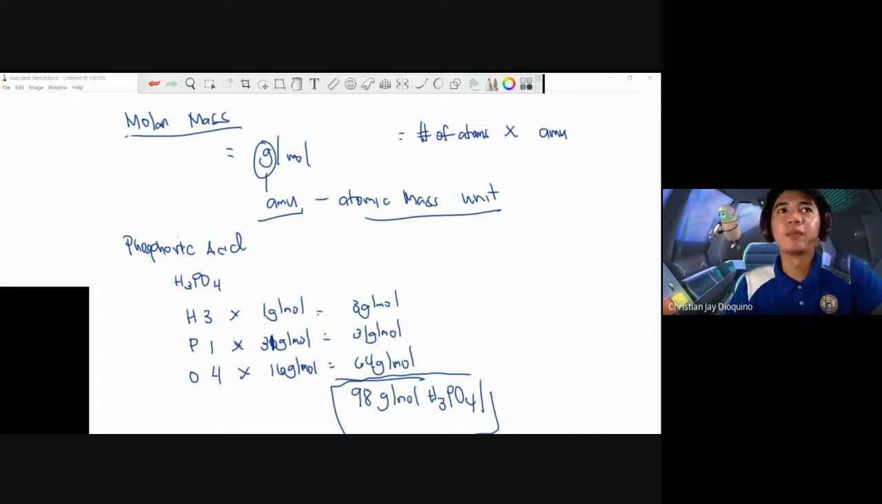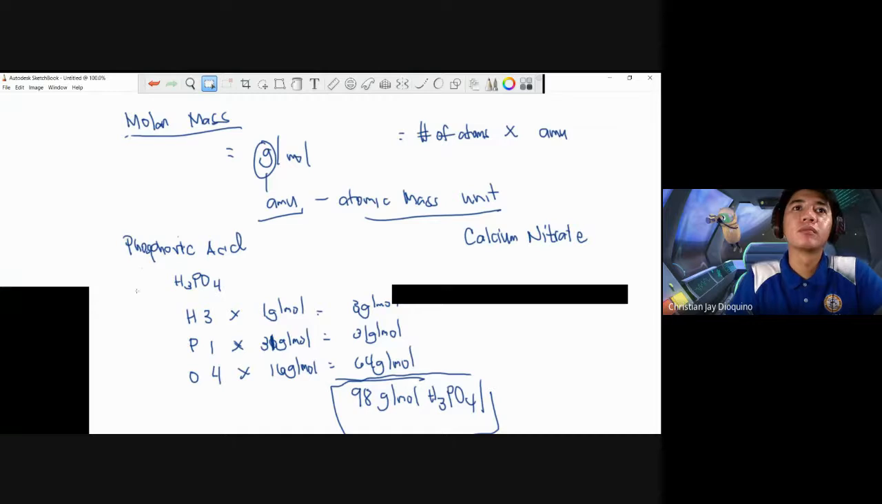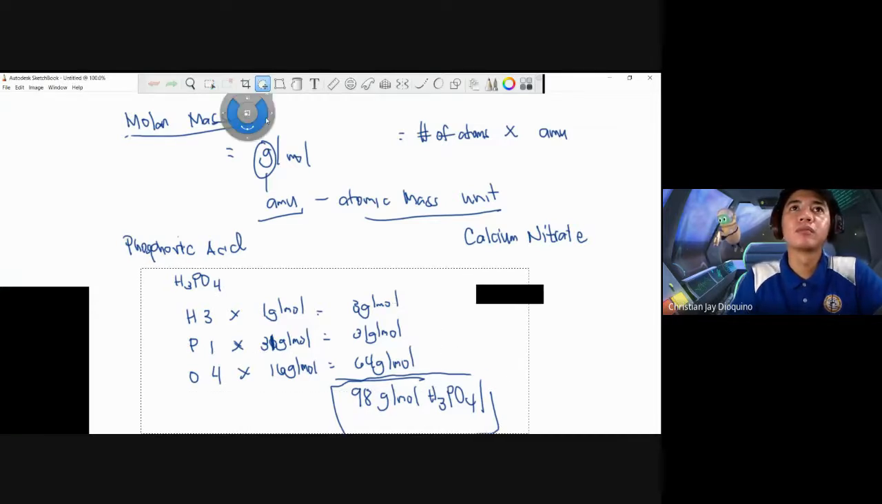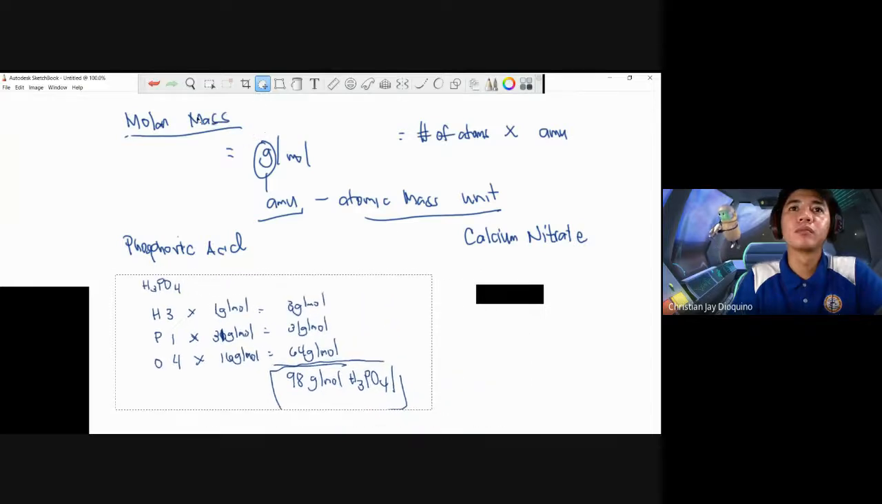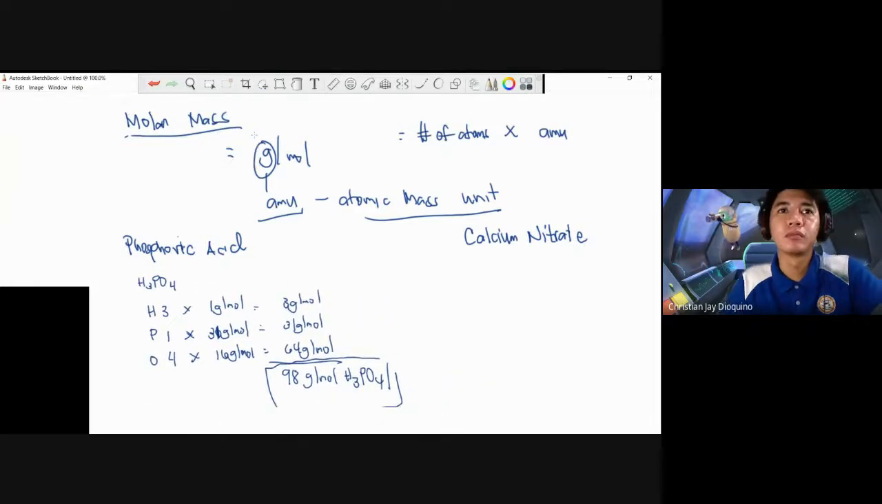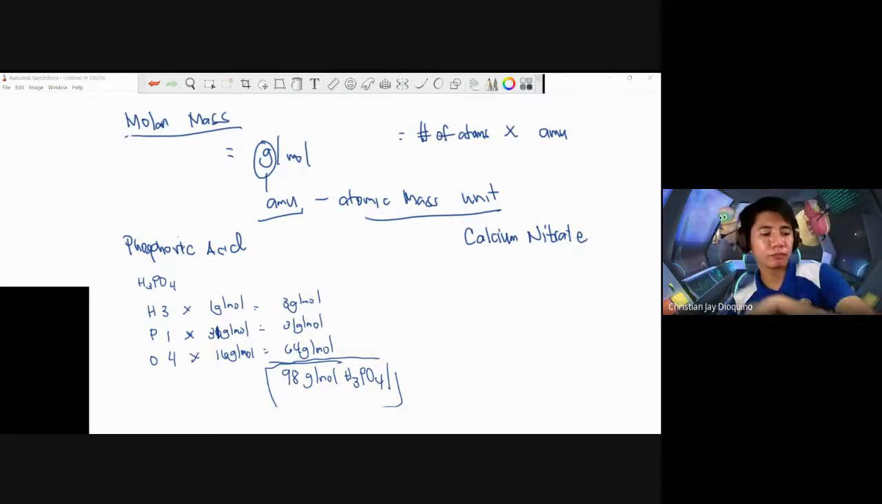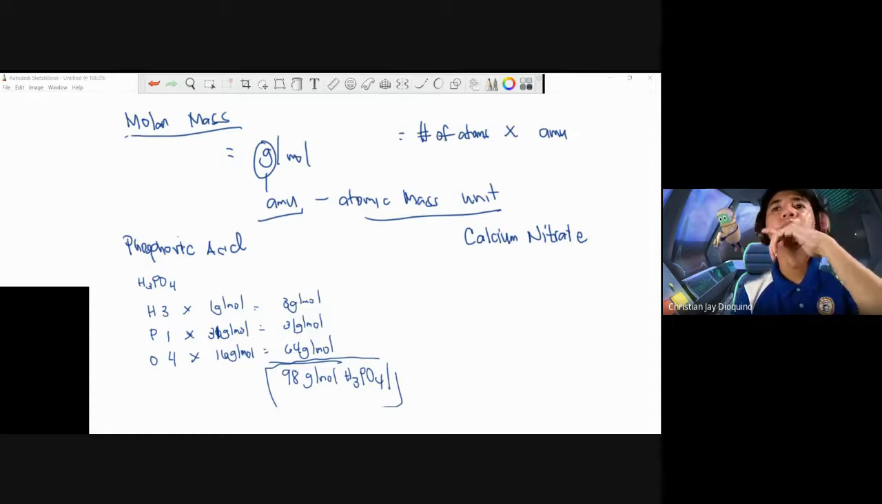calcium nitrate? Molar mass ng calcium nitrate. Calcium nitrate.